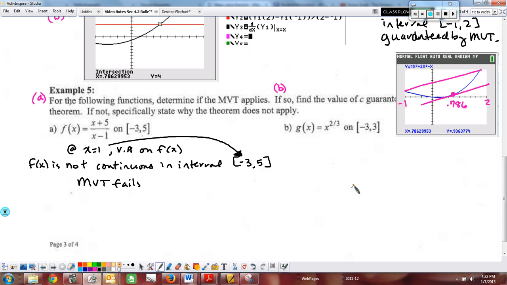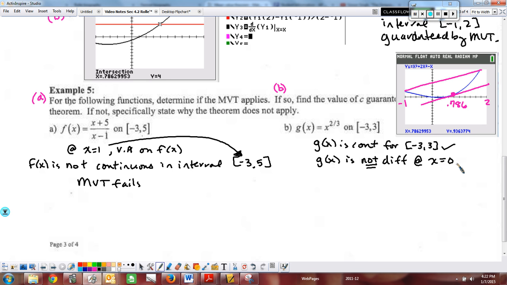Okay? Over here, let's take a look at that. So now we have x to the 2/3, and we're looking on -3 to 3. Well, this is always defined. Your domain is -infinity to infinity. It's not discontinuous. So g of x is continuous for -3 to 3. We meet that hurdle. The hurdle that we fail is that g of x is not differentiable at x equal to 0. Now let's talk about how we know that.